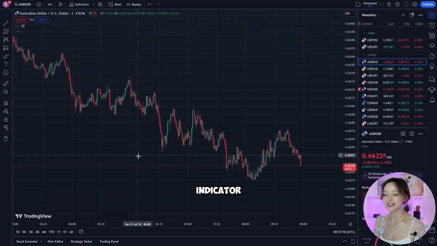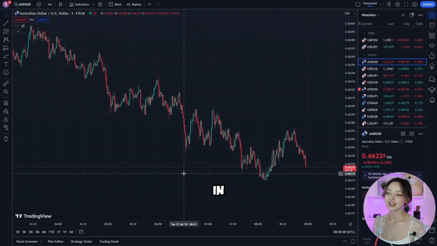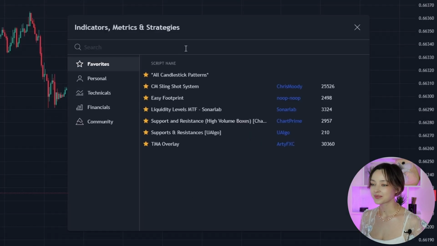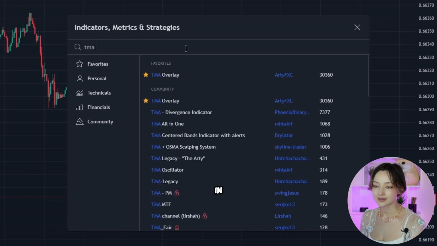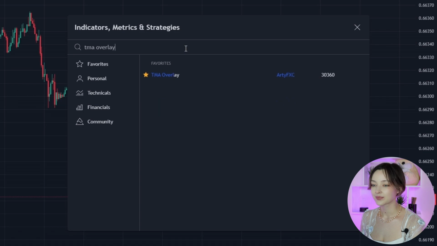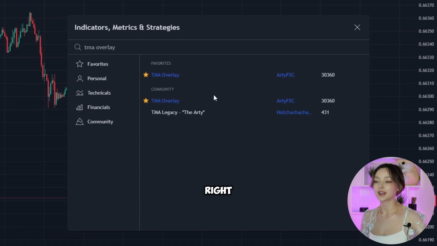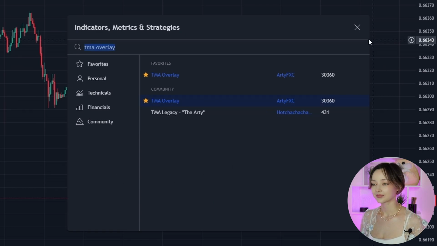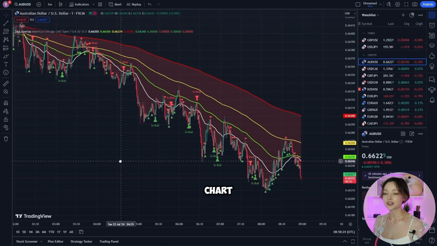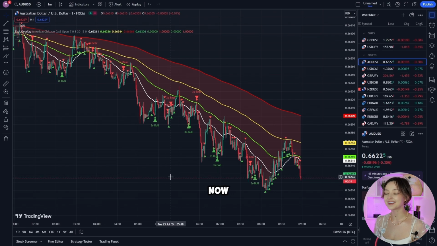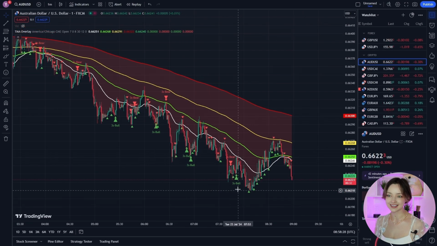Now let's add an indicator we will be trading today with. In order to do this, let's go to the indicator section, type in TMA overlay in the search tab, and add in this indicator right here. As you can see, our chart has changed quite nicely. Now let's take a look at how we can work with this indicator.